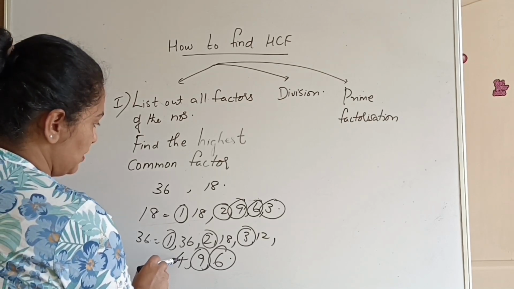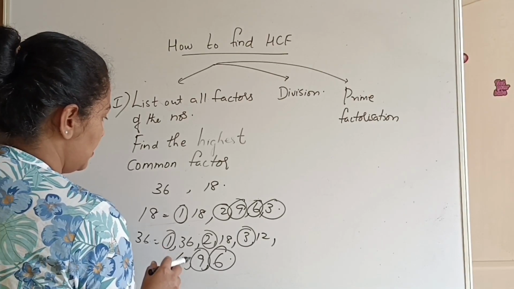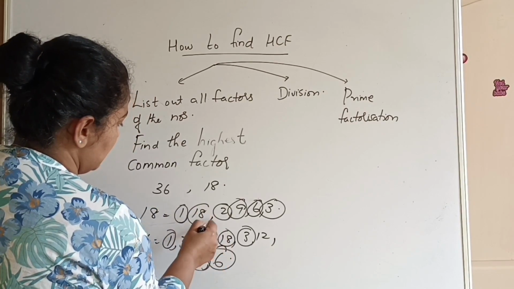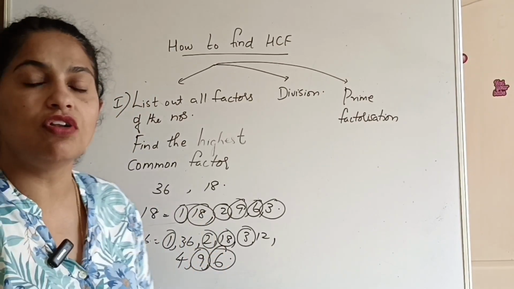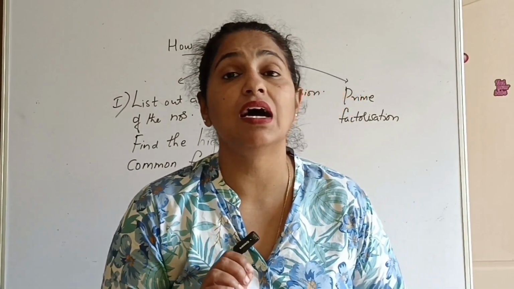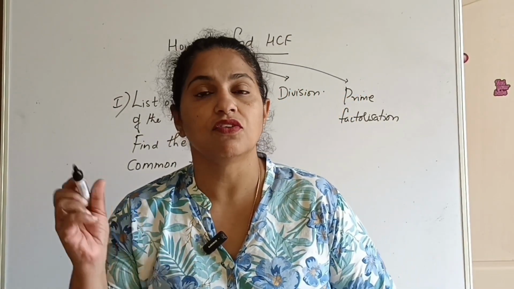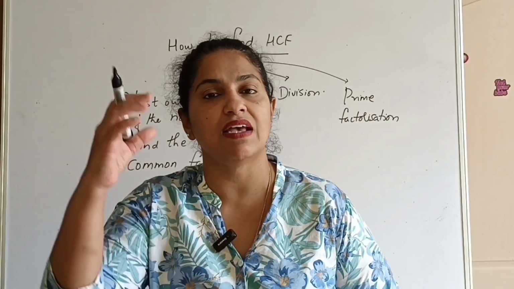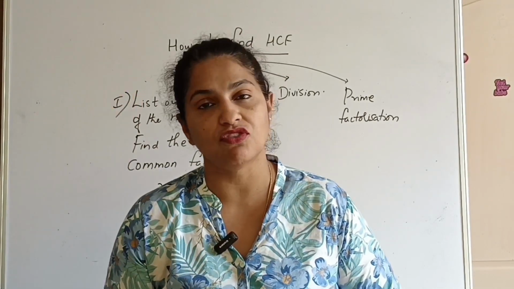Now, 4 is not a common factor. 36 is not a common factor. I have 18. As you can see, amongst all the common factors, 18 is the highest common factor. So, this is one way of finding the HCF, which is listing out the factors and actually finding out which is the highest common factor.